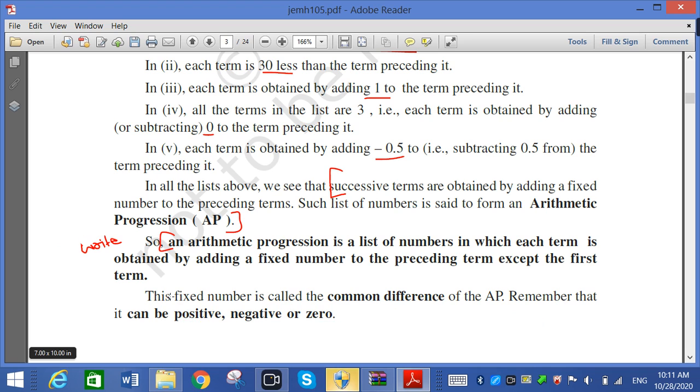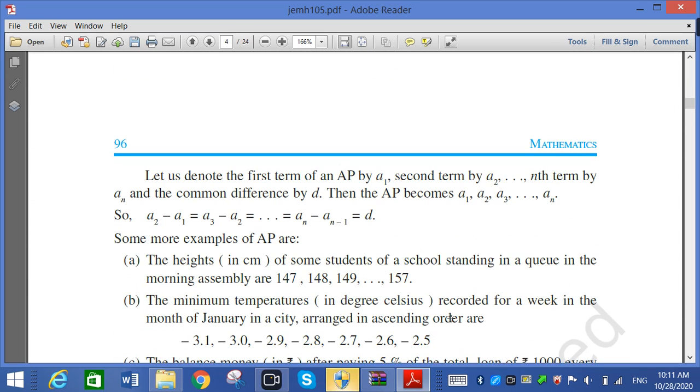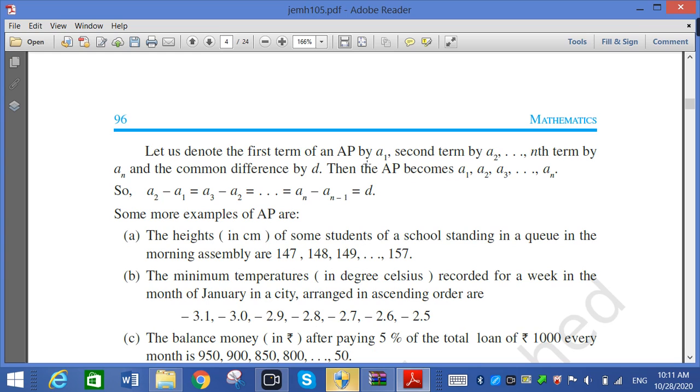So first of all, you have to understand the definition of arithmetic progression. And we have to know what we call a term. The common difference symbol is D. And the first term, the initial term, we call A. The first term is denoted by A1, always A1. The second term is A2. And the last term, we can say, is A, say K.